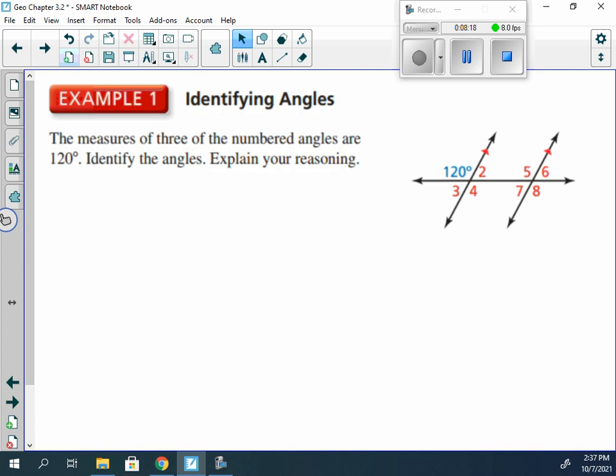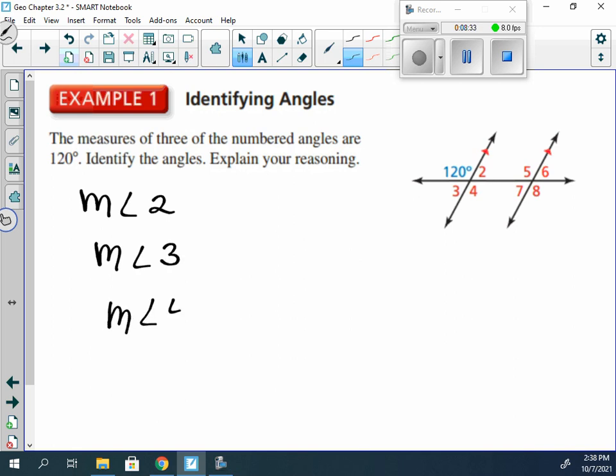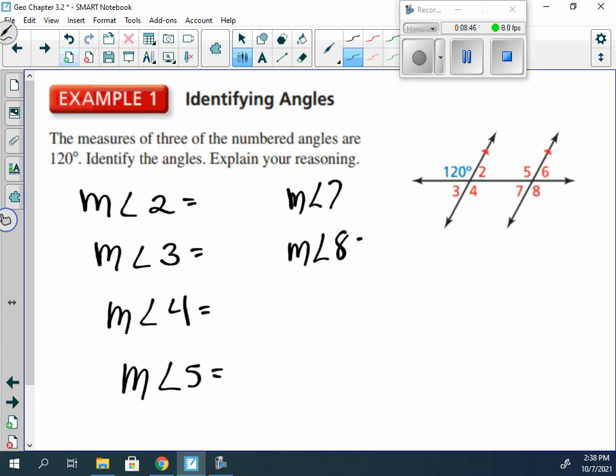So let's look at an example of this here. We're given 2 parallel lines that are cut by a transversal. And we're told that the measure of angle 1 is 120. We want to find the rest. So we're told that the measure of angle 1 is 120. What's another angle that we can find its measure of?